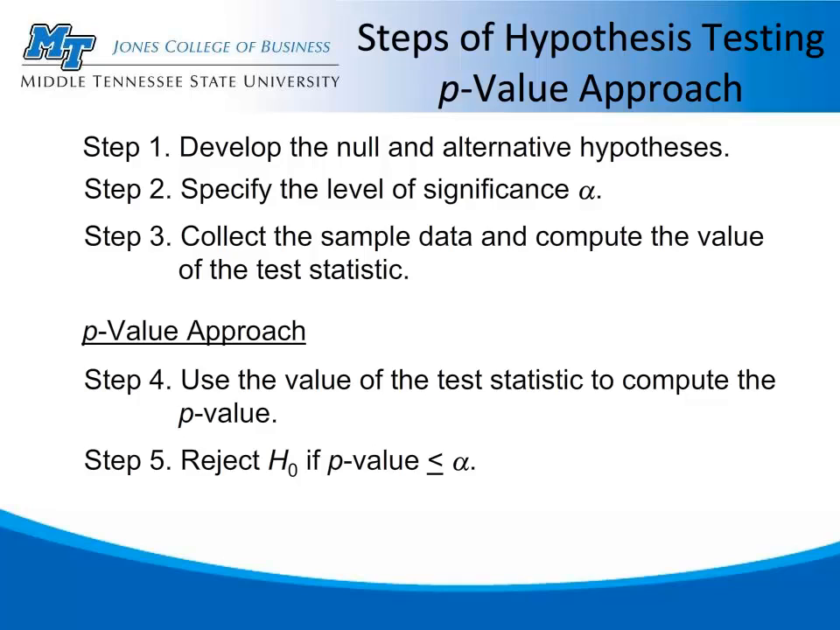You're going to reject the null if that p-value is less than or equal to alpha. Large p-values support the null hypothesis. Small p-values, once they get down to alpha, or if they get below alpha, that level of significance, then you want to go with the alternative hypothesis. You've proven it if you get a small enough p-value.